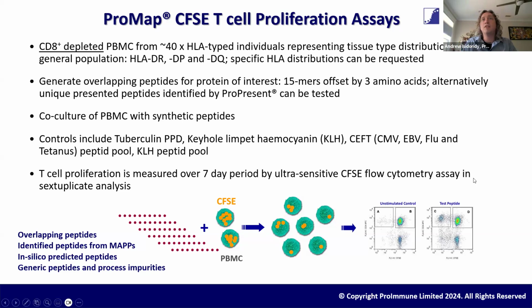And we also offer a KLH peptide pool. This is generated from peptides that were identified from keyhole limpet hemocyanin, but they're just individual peptide epitopes. And so again, this proliferation is measured over 7 days. We're using an ultra-sensitive CFSE method to do this. So all of the PBMCs are dyed using CFSE. And then as each cell divides, you get half as much CFSE in each subsequent division. And so over time, the cells will move over into this dye negative area. And these are indicative of highly proliferative cells.